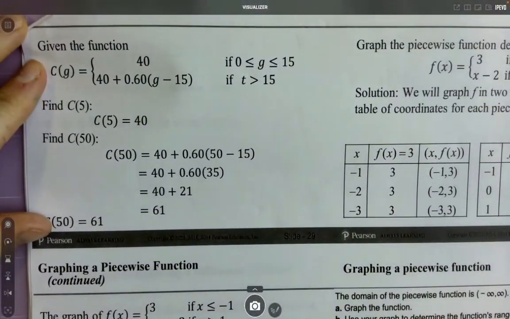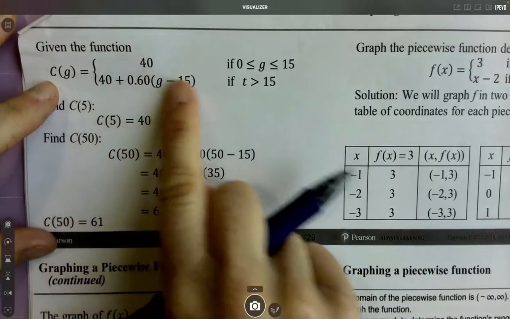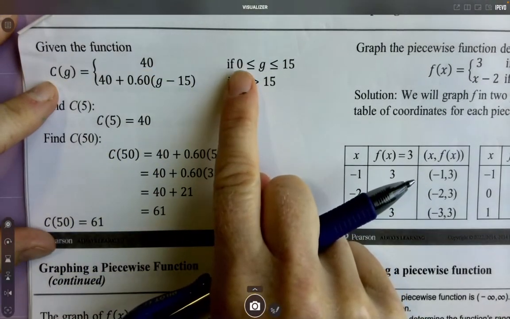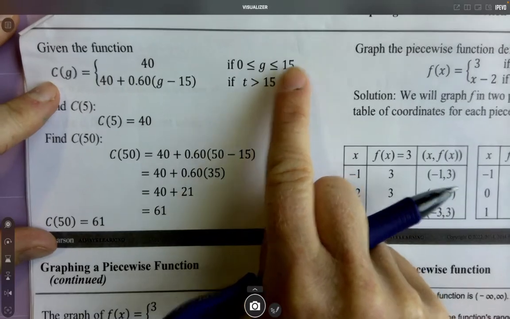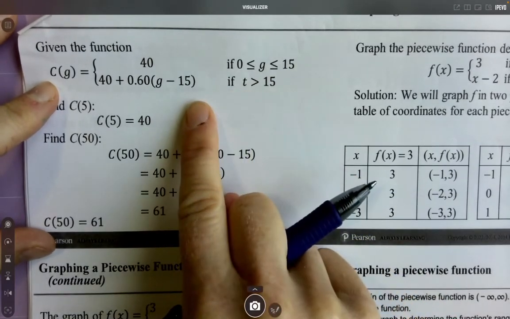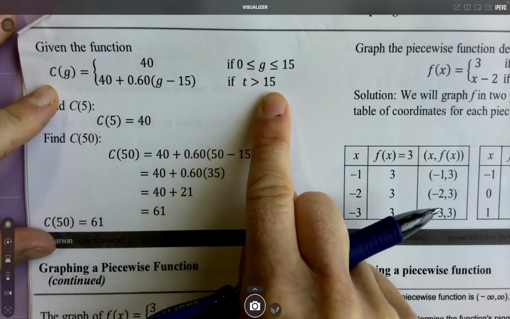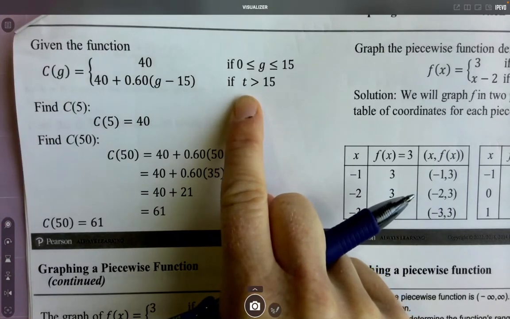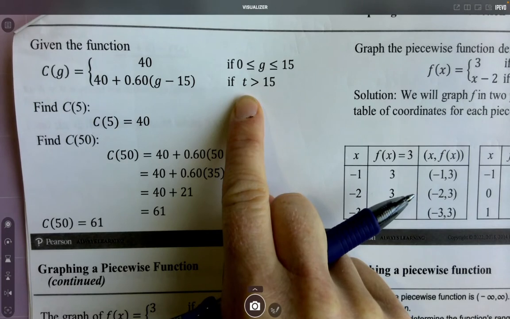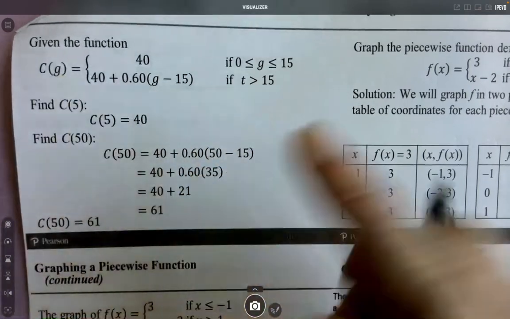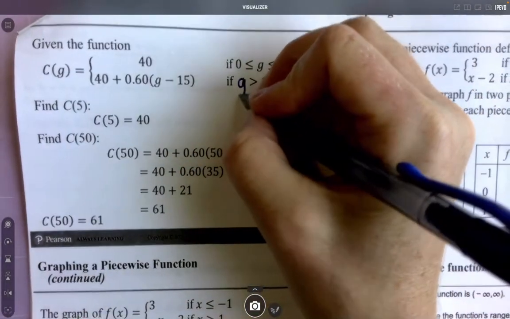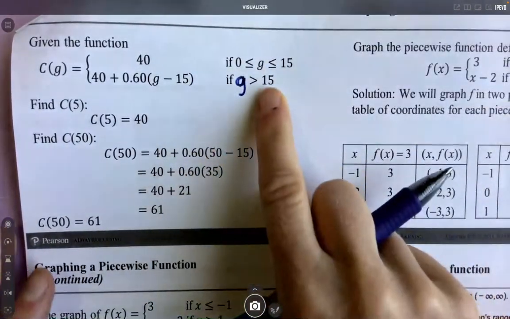So here's an example that's worked out for us. We have C of g. C of g equals 40 when g is between 0 and 15. But when g is greater than, I think that should be g. Let me double check my work. C of g, so this should be g. It was just a mistake.